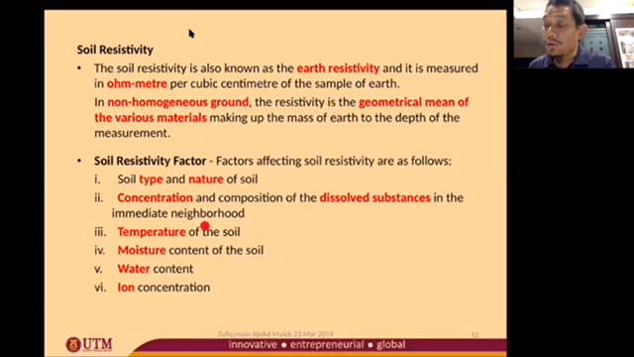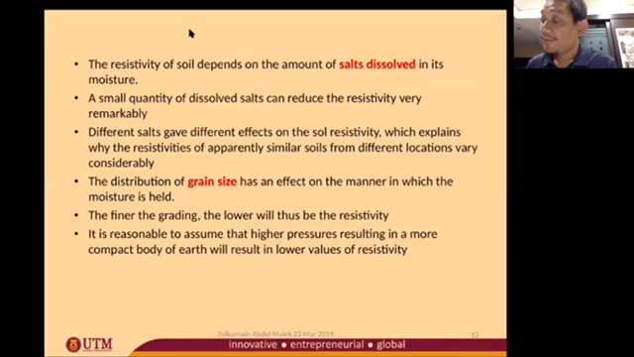The rho, or the soil resistivity, is dependent on many factors: where you are, the soil type and the nature of the soil, the concentration and composition of dissolved substances inside the soil, the temperature of the soil, the moisture content, the water content, and the ion concentration. Also, the ion concentration is related to the salts dissolved inside the moisture.